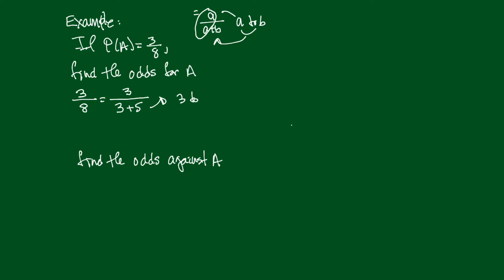3 to 5. All right, so what it means is for every 3 times A occurs, there will be 5 times it does not.